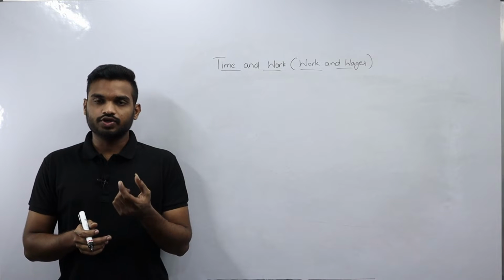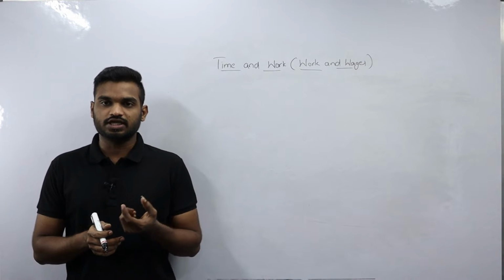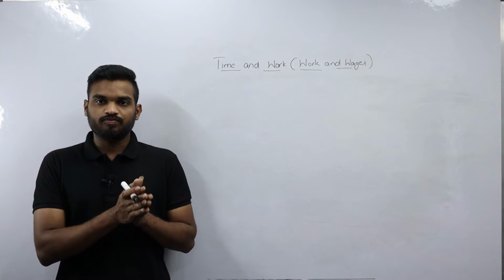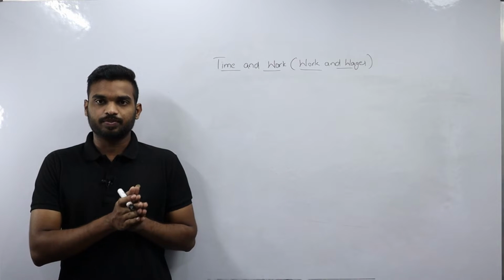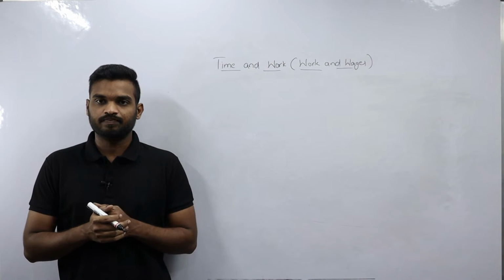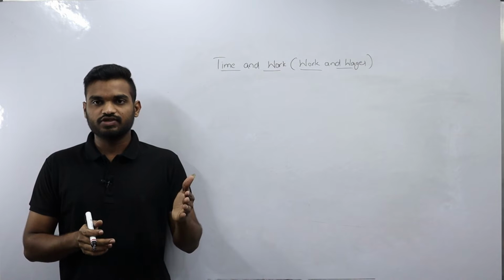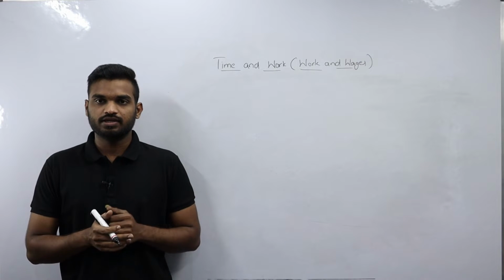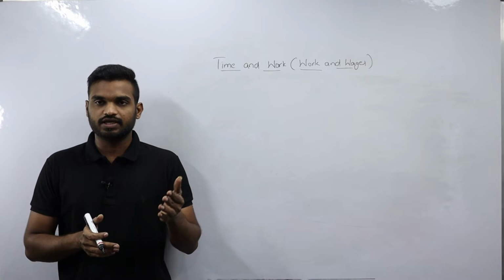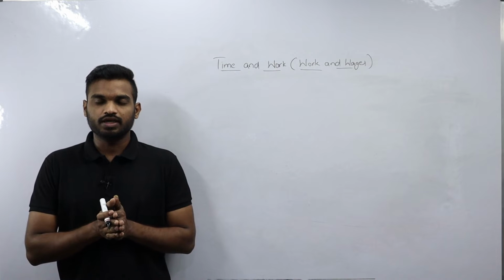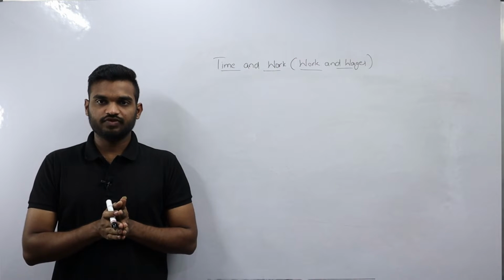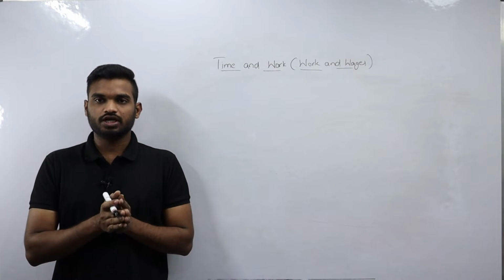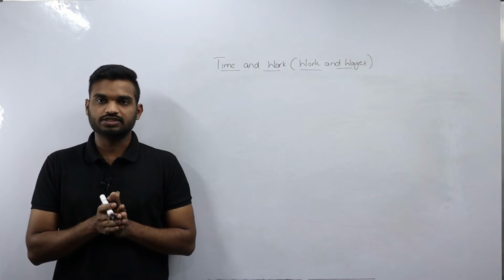The only thing you need to remember, the most important thing in this concept, is that the total amount of money will always be divided among the persons based on their efficiency. If the person has more efficiency, he will get more money. If the person has less efficiency, he will get less money. Now I will explain the concept of work and wages using some examples so that you can come to know how to solve problems based on this concept.